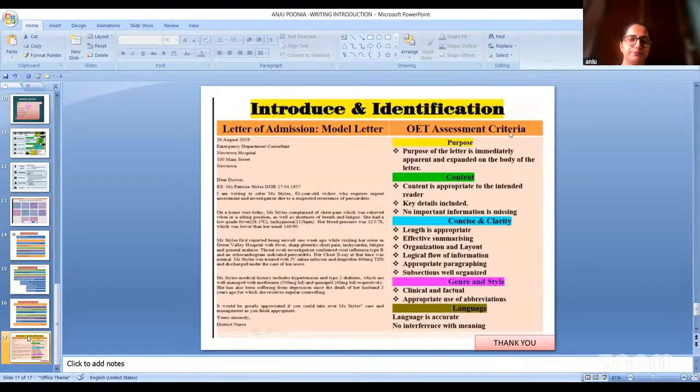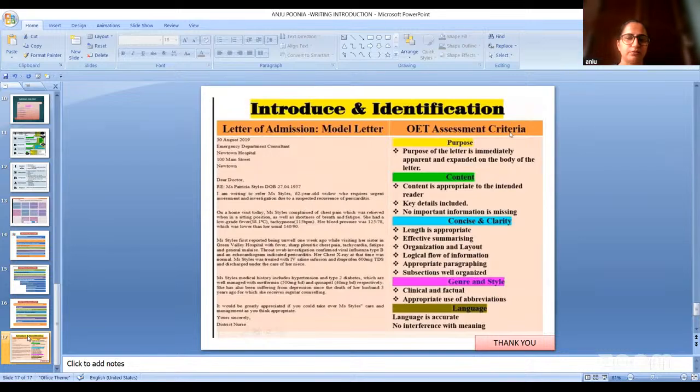Concise and clarity: the length is appropriate, 182 to 200 words, with effective summarizing, organization and layout, and a logical flow of information. In this model letter, firstly they mention the purpose, what happened. On a home visit, he was complaining of chest pain, referred to the seating position, as well as shortness of breath and fatigue. She had a low grade fever. Each and everything is mentioned. So it's a flow.